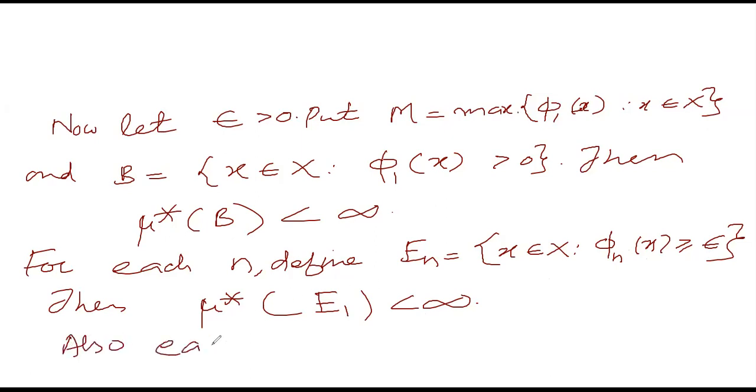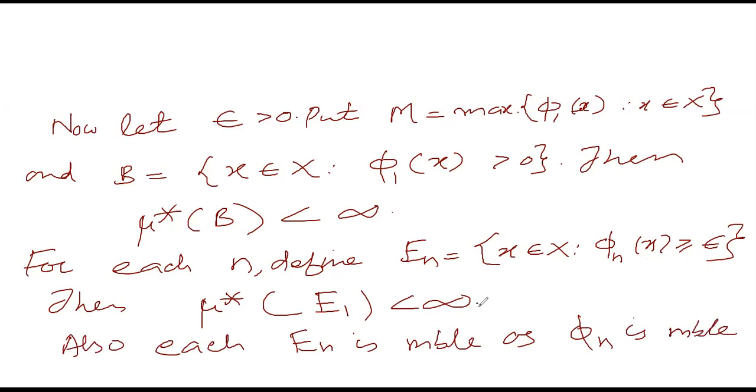Also, each E_n is measurable as phi n is a measurable function. Therefore the set E_n must be measurable. It is the definition of a measurable function actually.